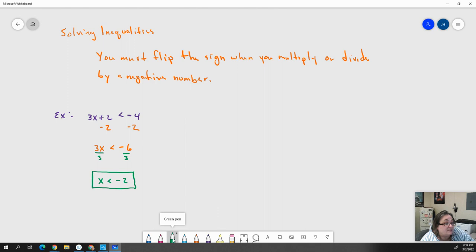That's all the solution I need. Once I know what x is less than or greater than, I get to be done, because I've isolated that x. If I want to graph that problem, and I do, I would make a graph and I'd have a point at negative 2. It would be an open dot, because we're not equal to, we're just less than. And it would be everything less than negative 2.